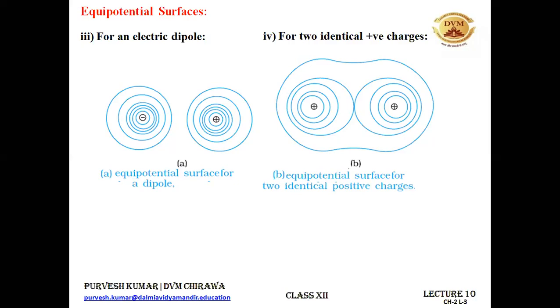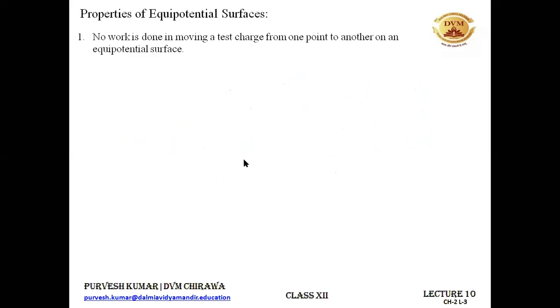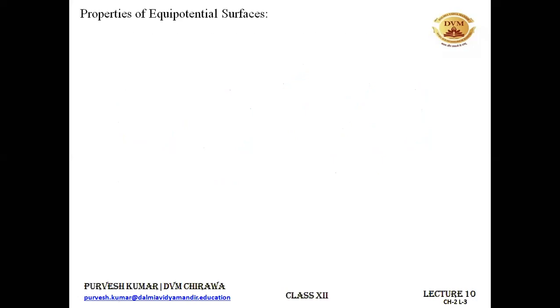So these four figures you have to keep in mind. For a point charge, they are in the form of concentric spherical surfaces with the charge positioned at their center. Similarly, for the uniform electric field, they are in the form of planes perpendicular to the direction of the electric field. For the electric dipole, they look like this, and for the two identical positive charges, the equipotential surfaces will be in the form of figure B.